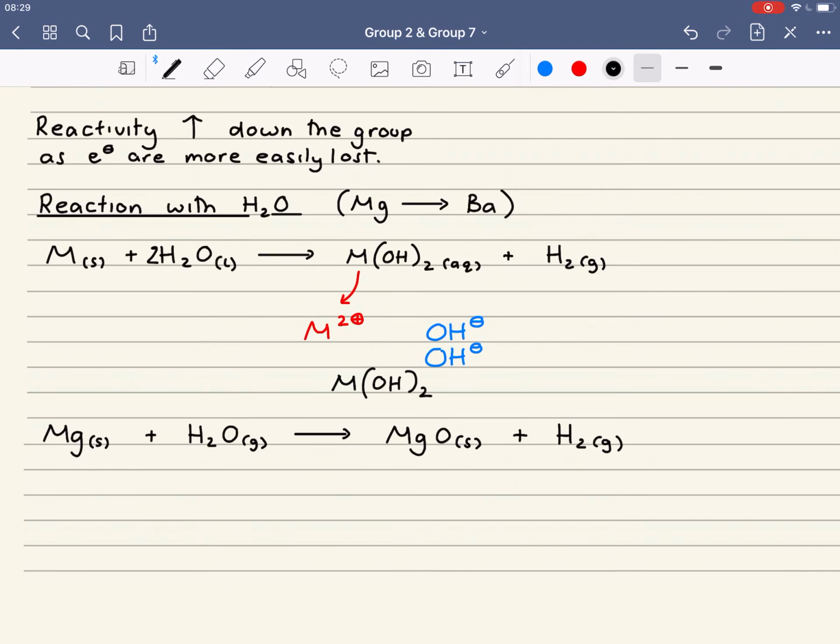So the key is there that all group 2 metals will react with water by the following equation, even magnesium, but very, very slowly for magnesium. Magnesium, though, does react readily with steam, but remember, it gives you the different product of magnesium oxide.